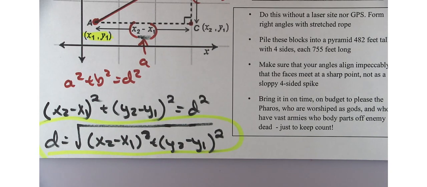So, comments or thoughts on distance formula, Pythagorean theorem, etc.? All right. Well, that's it for this section then.